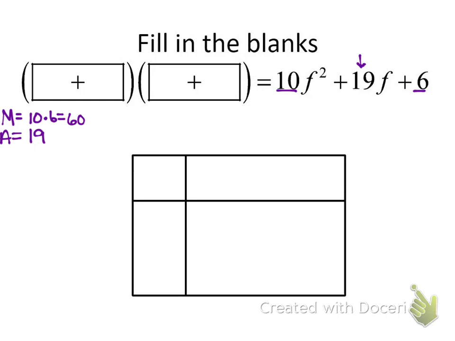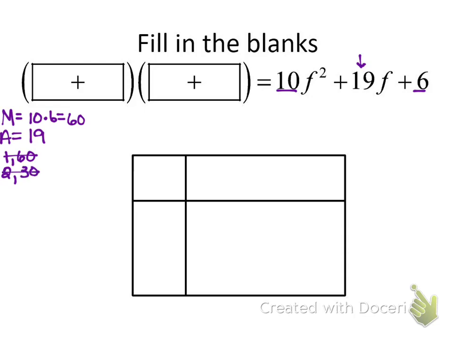Okay, so you gotta do the factors of 60, good. So 1 times 60 is 60. If I add those together, will I get 19? No, that doesn't work. Okay, 2 times what equals 60? 30. If I add those together, will I get 19?